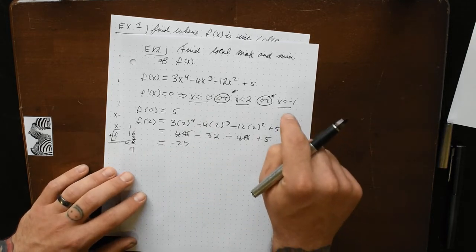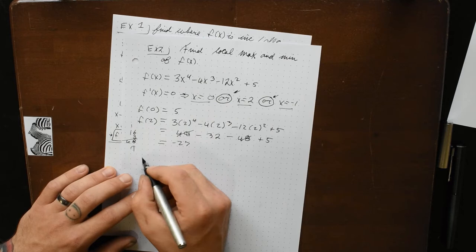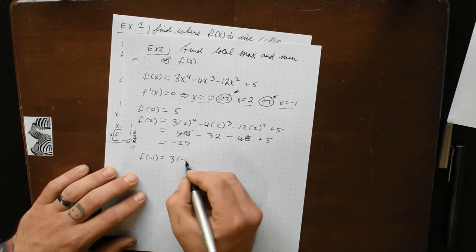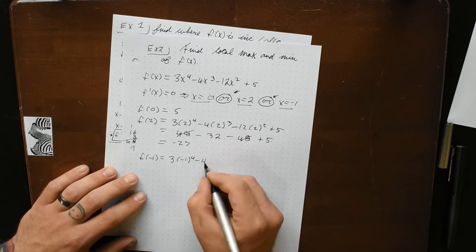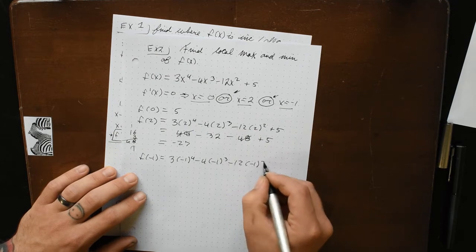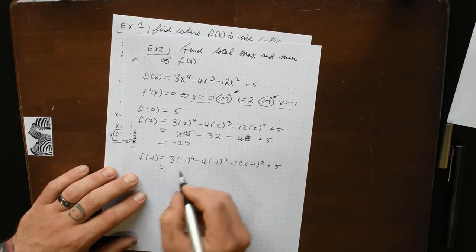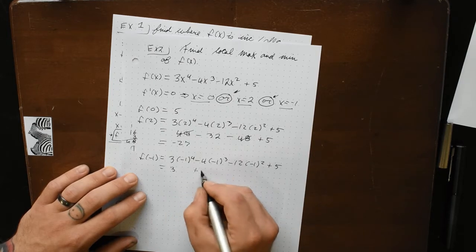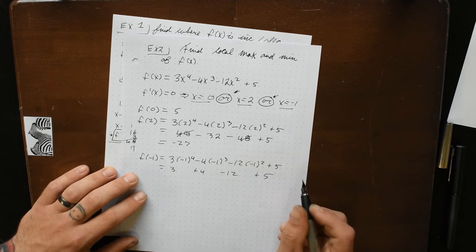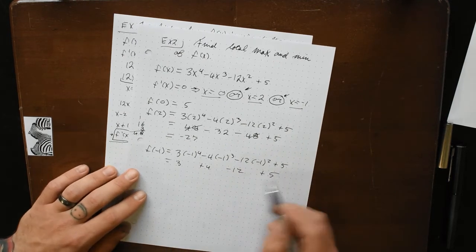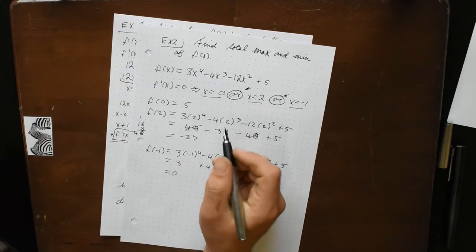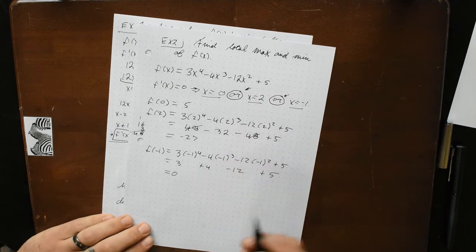And finally, we need to figure out f of -1. F of -1 is equal to 3 times -1 to the 4th minus 4 times -1 cubed minus 12 times -1 squared plus 5, which is 3 plus 4 minus 12 plus 5. Oh gosh, that's 9, 10, 11, 12, which is equal to 0. Perfect. So we have, and yeah, all those are right.